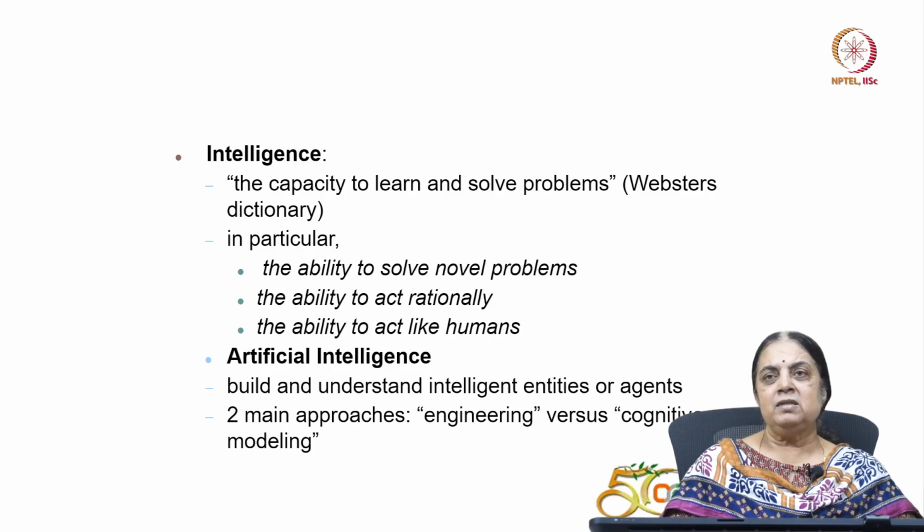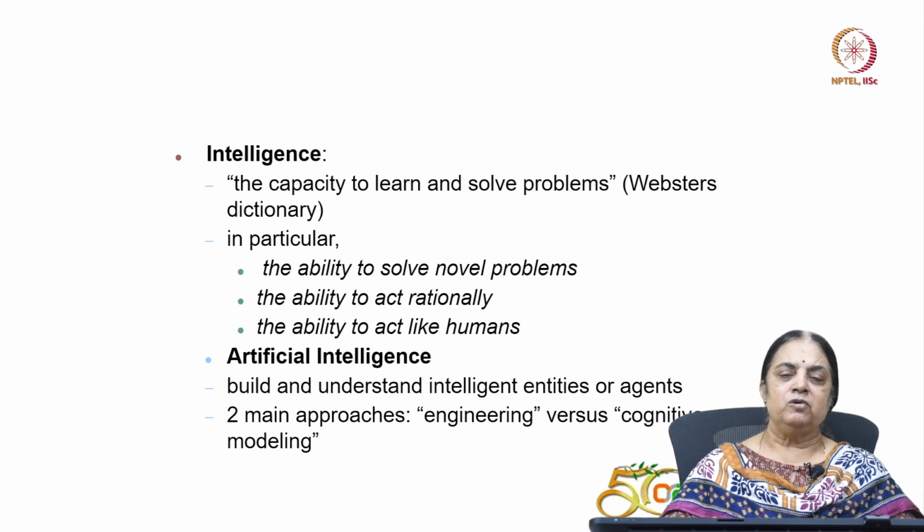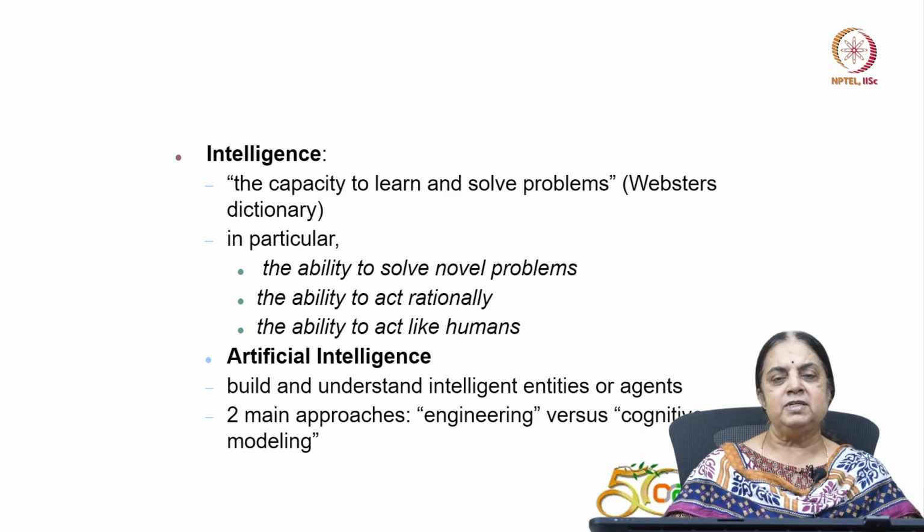There are two main approaches, engineering versus cognitive modeling. There is the engineering part of it, for example robotics, etc., and then we have the cognitive modeling, which we do by programs, etc. We will not be going into the robotics part over here. We are seeing it from the computer science point of view.